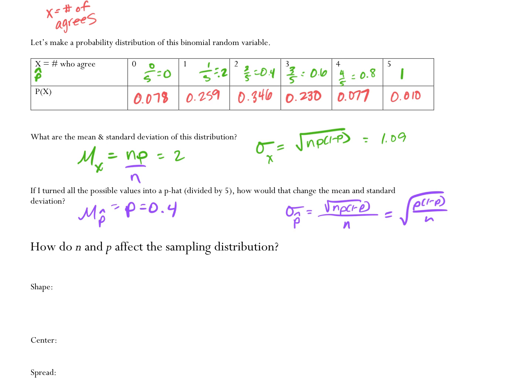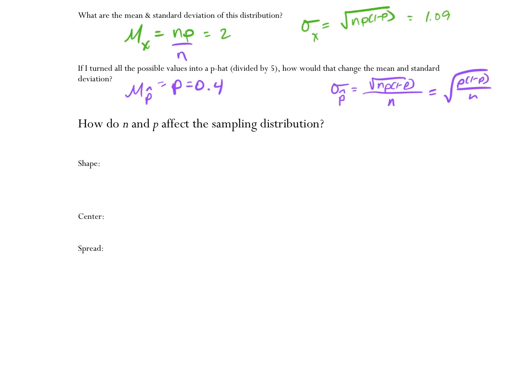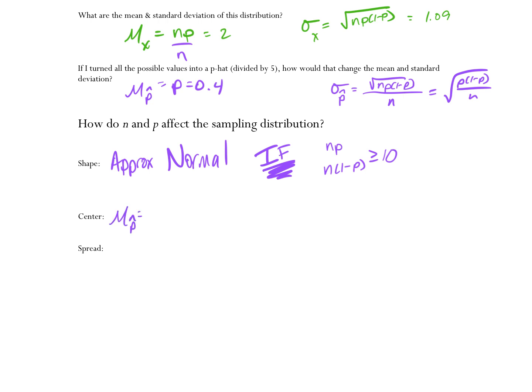Everybody good? All right, so long story short, the distribution of P hat will be approximately normal if, big if, NP and N(1 minus P) are both greater than or equal to 10. Yes, I will expect you to memorize that. No, you shouldn't stress about that memorization. By the time we get through this, you will know it. I promise.